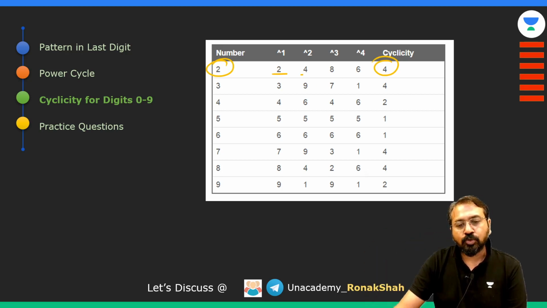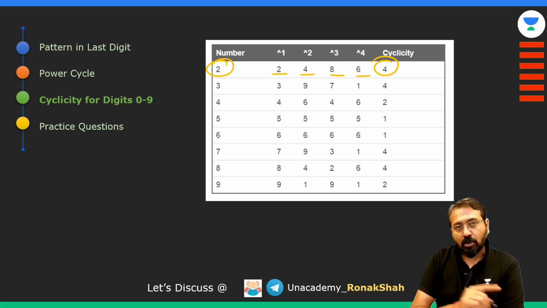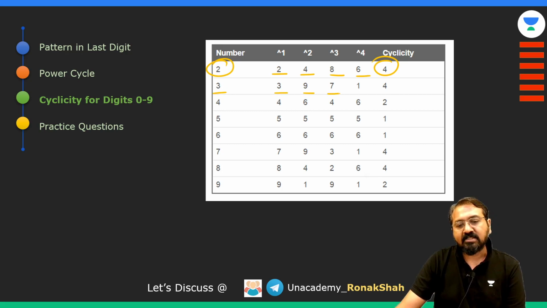Okay, and the pattern is 2486, 2486. So you will also have to remember this pattern if you wish to solve this question. Similarly, for 3, the pattern is 3971, 3971. So again it has cyclicity of 4.